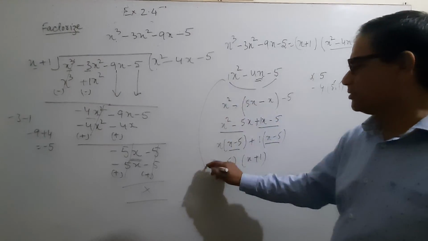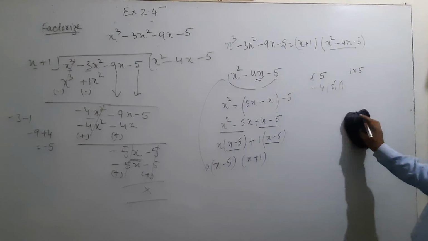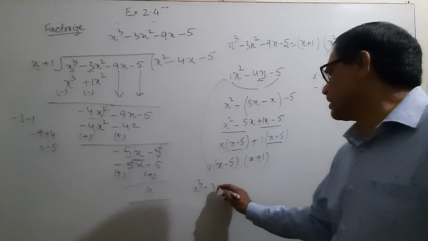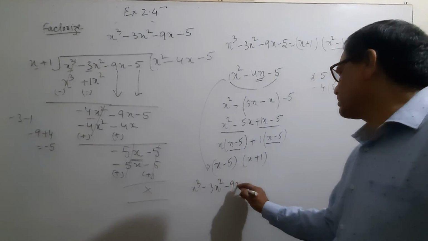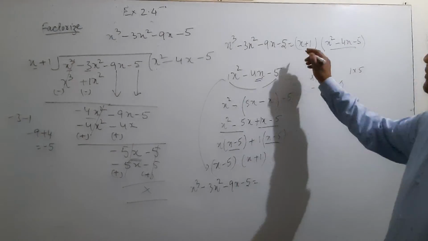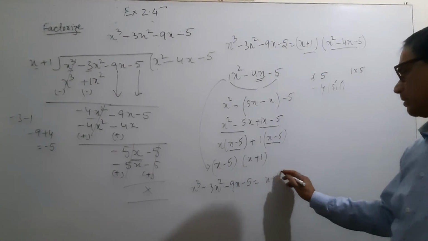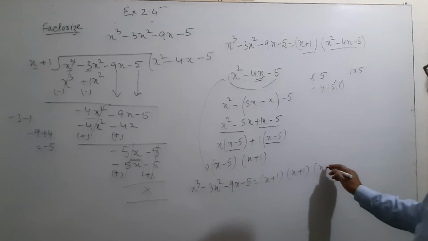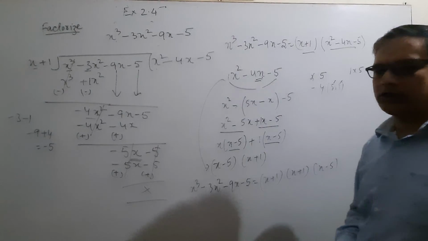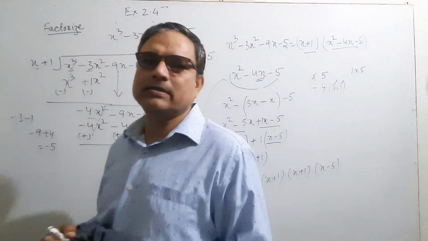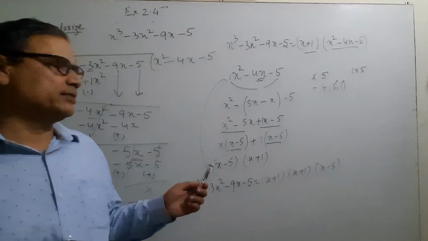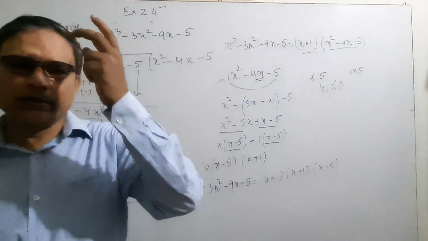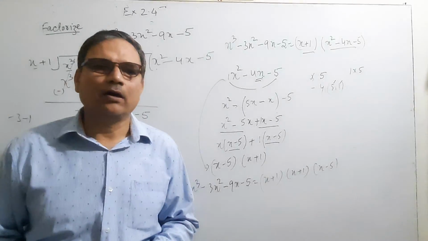These are the factors of this one. So it means all factors of x cube minus 3x square minus 9x minus 5 are x plus 1, x plus 1 and x minus 5. 1, 2, 3. It means a cubic polynomial has 3 linear polynomials as its factors. These are the factors of the cubic polynomial and there will be 3 factors of a cubic polynomial.